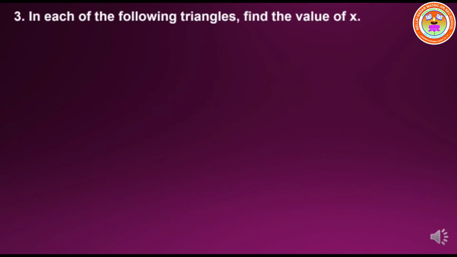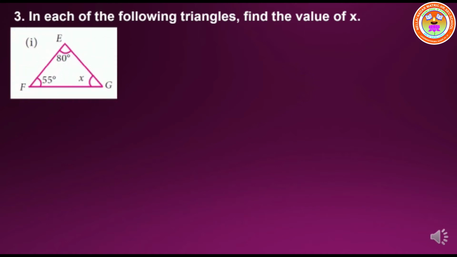Third question, in each of the following triangles, find the value of x. So first subdivision, a triangle EFG has been given with angles. Angle E is 80 degrees, angle F is 55 degrees, and angle G is given as x. So we want to find what is angle G. Now, solution, let angle G is equal to x.